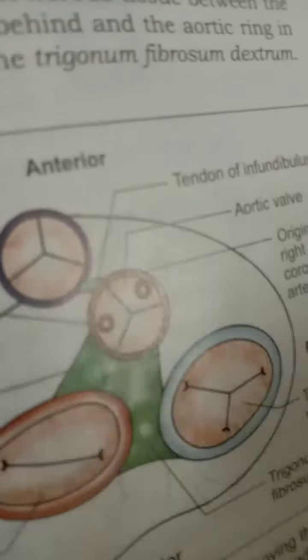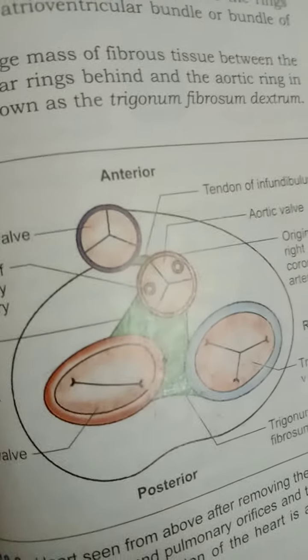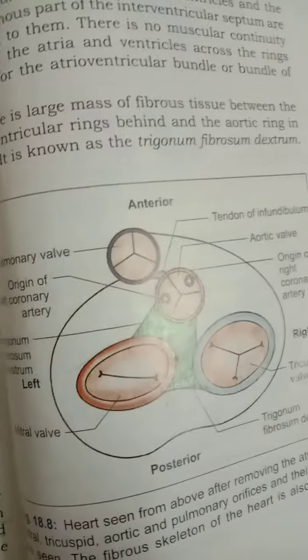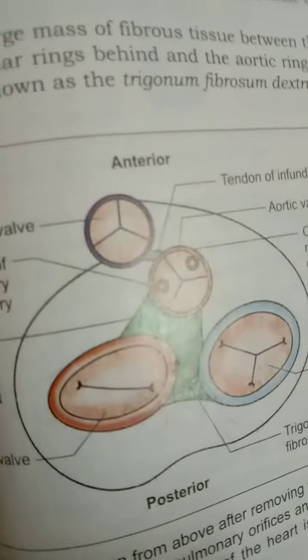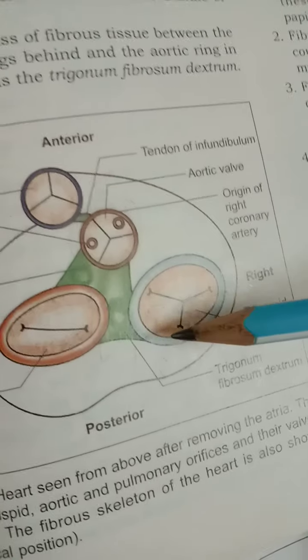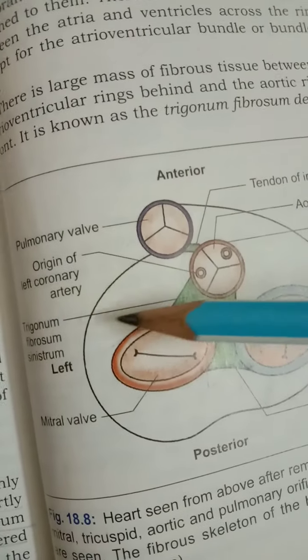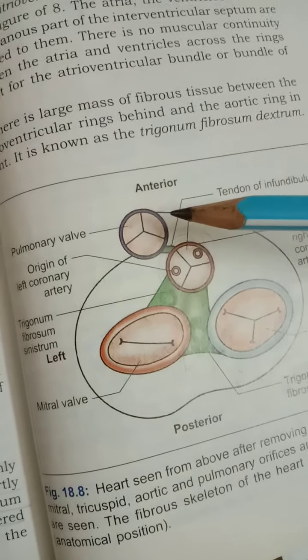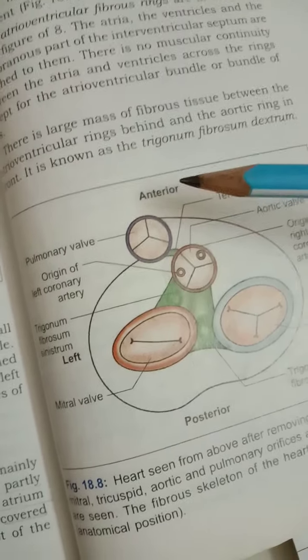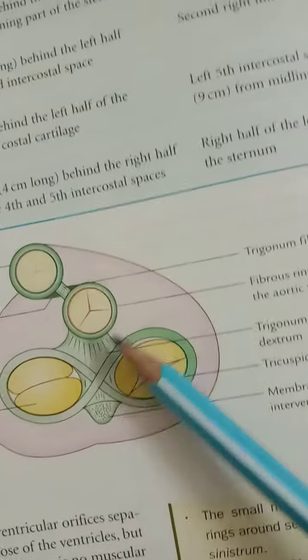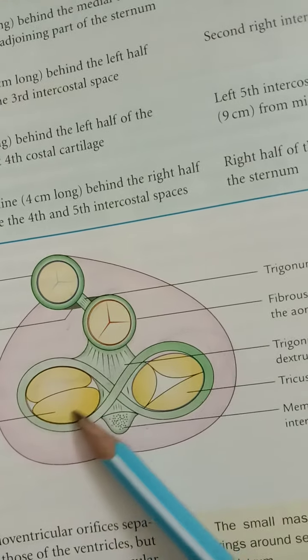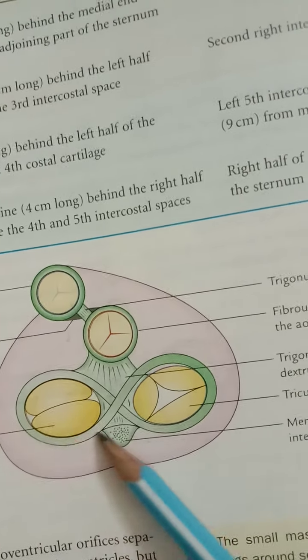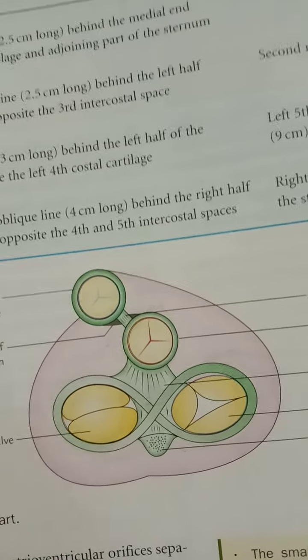So these are the fibrous tissues present around the different parts of the atrioventricular openings, the aortic opening and the mitral opening. These are the trigonum fibrosum dextrum, the second, the trigonum fibrosum sinistrum, and the third, the tendon of the infundibulum, and lastly the ring present around the atrioventricular opening. So these form the fibrous skeleton of the heart.